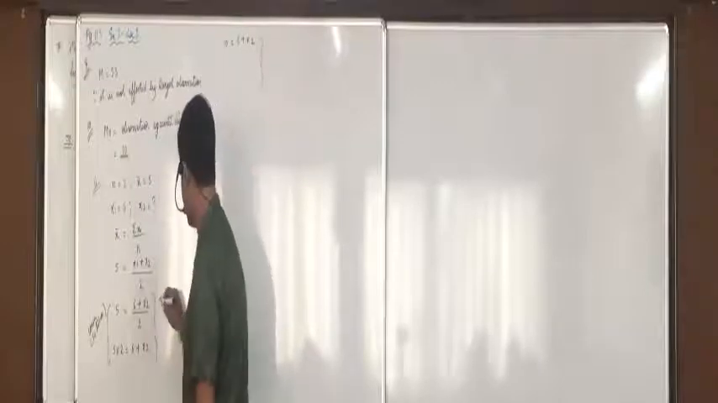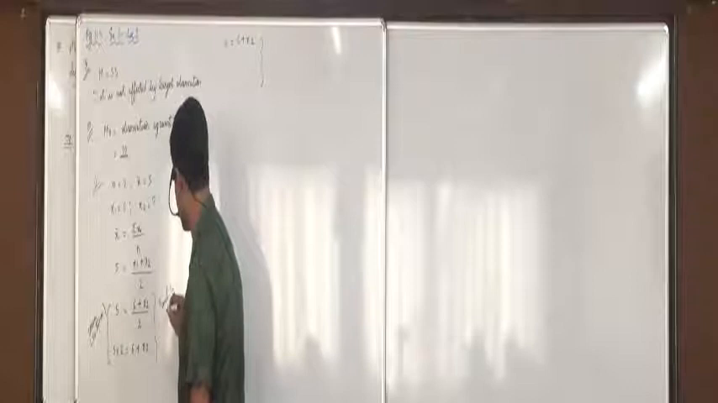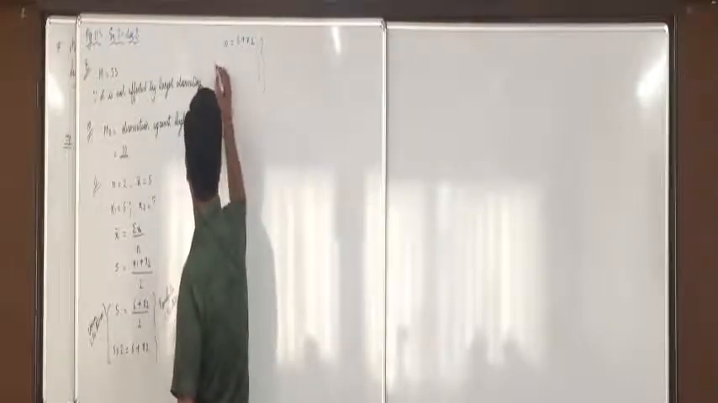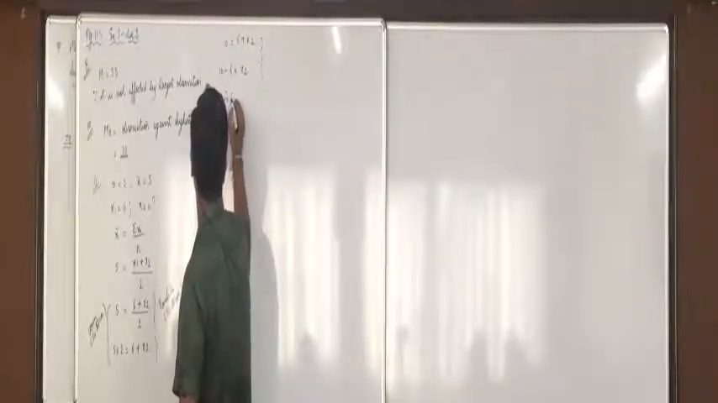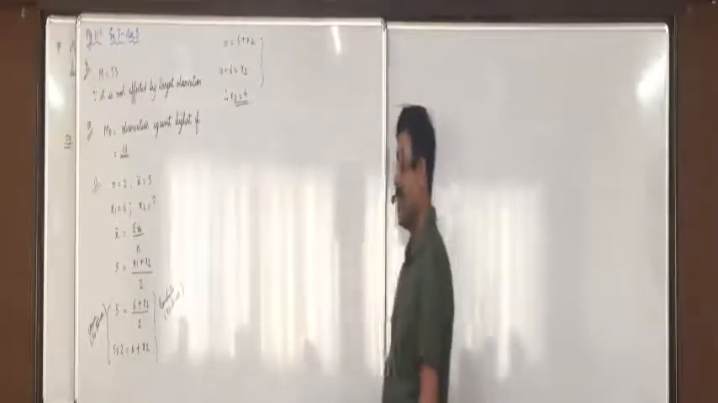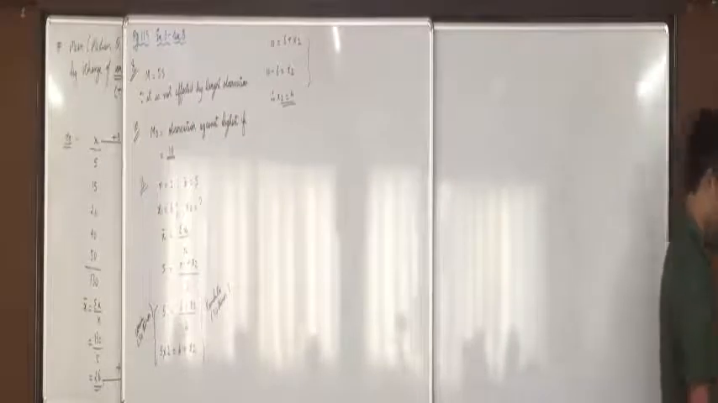So now, six on the other side will become minus. So x2 equals to 10 minus 6, that is 4. Did you understand this portion, everyone? Next.